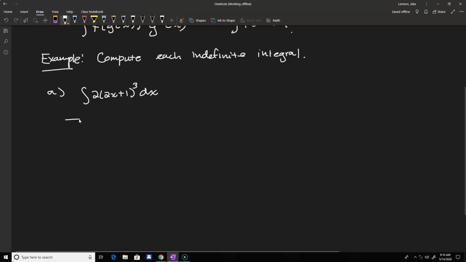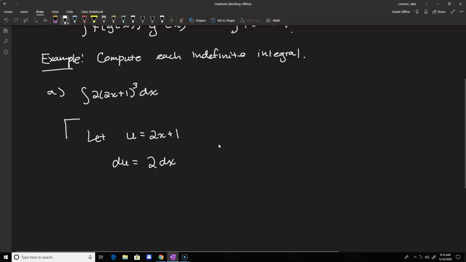So the way that we do that is we let u be whatever looks like our inner function, which in this case is 2x plus 1. So let u be 2x plus 1, and then implicitly differentiate both sides. So the derivative of u we'll say is du, and the derivative of 2x would be 2, and then you multiply by dx since we're doing implicit differentiation here.